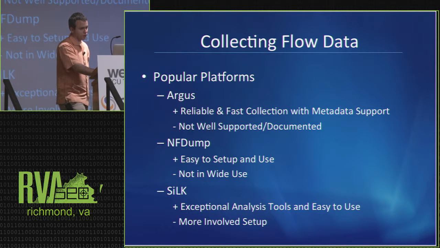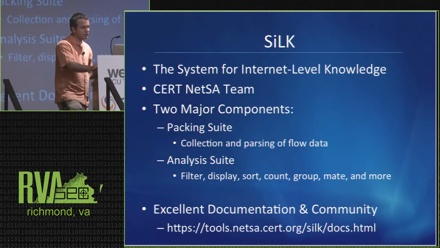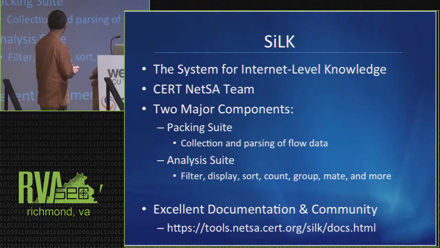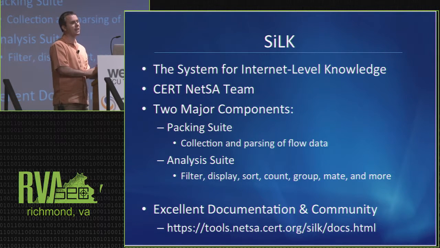Silk is unidirectional. Silk is System for Internet Level Knowledge. Again, Carnegie Mellon has put that together. They still maintain it, and they still do regular releases now. They had a hiatus for a while on public releases, but that's because they're also partly government funded, so things have to go through review. But now they've had some pretty frequent releases.